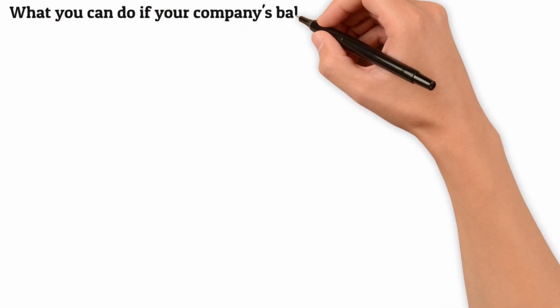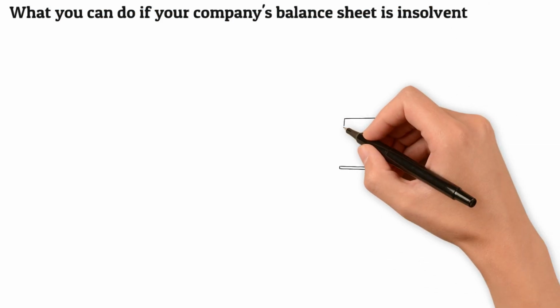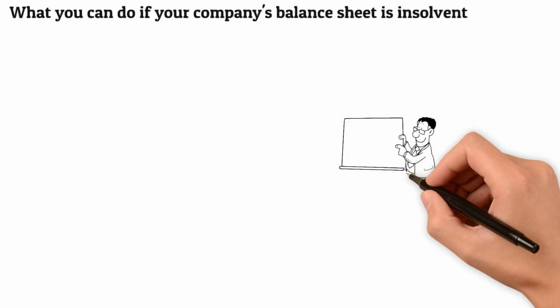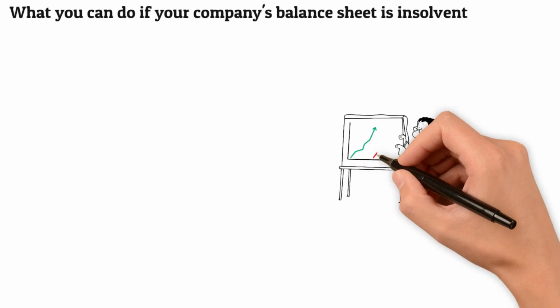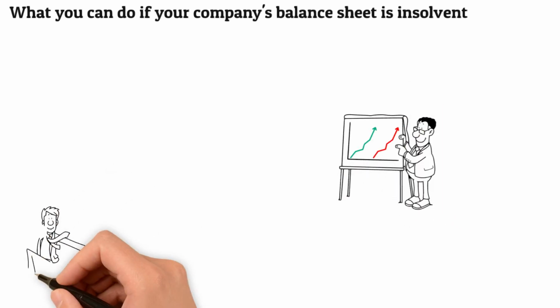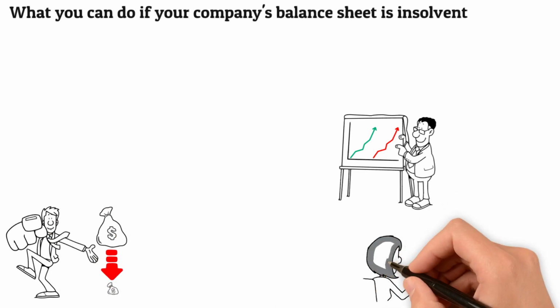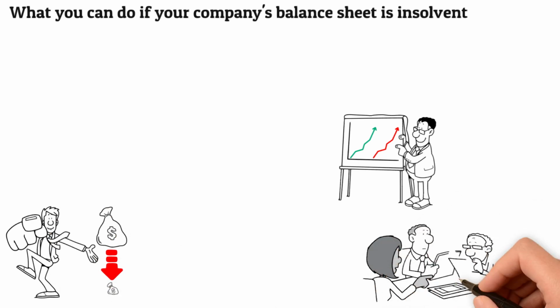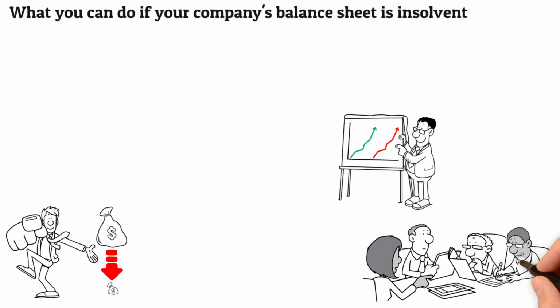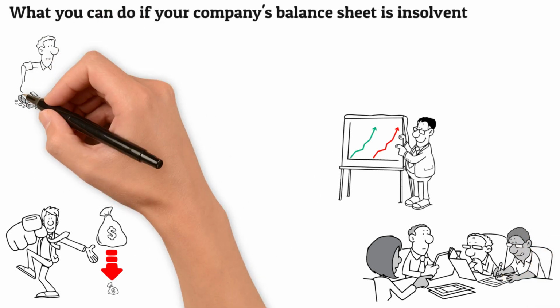What you can do if your company's balance sheet is insolvent. Insolvency is a financial position where a company's liabilities exceed its assets, making it unable to pay its bills. If your company finds itself in an insolvent situation, there are certain steps you can take to try to mitigate the impact and protect your business.